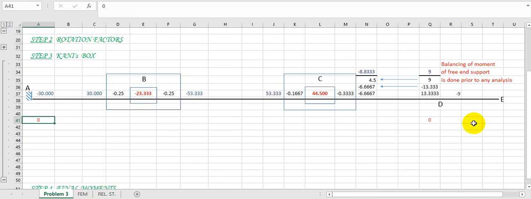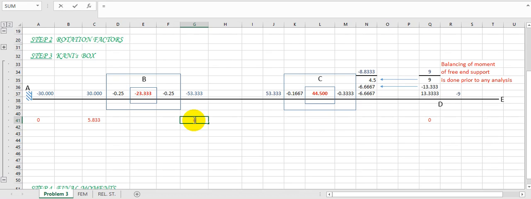We'll write 0 and 0 here. At the ends we always have to write 0 and 0. That is our first iteration values. The iteration value of BA will be equal to the summation moment plus the latest iteration value of the left support, since A is to the left of B and the latest iteration value is 0, plus the latest iteration value of the right support, since C is to the right of B and there is no iteration value, so it will be taken as 0 itself, into the rotation factor of BA. So this is the iteration value of BA.